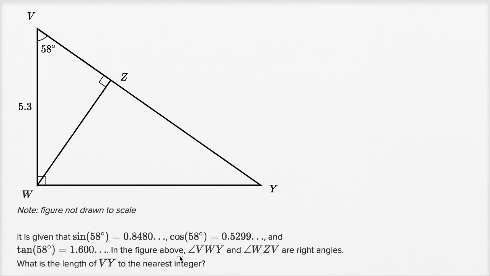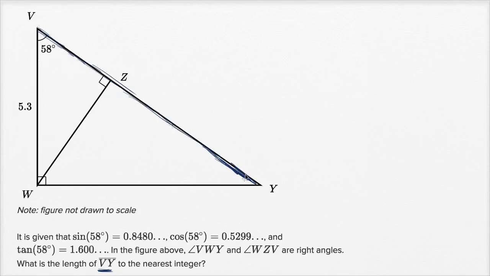In the figure above, angle VWY, and WZV are right angles. They've already labeled them as right angles. What is the length of segment VY to the nearest integer? So VY is the hypotenuse of this big triangle right over here.